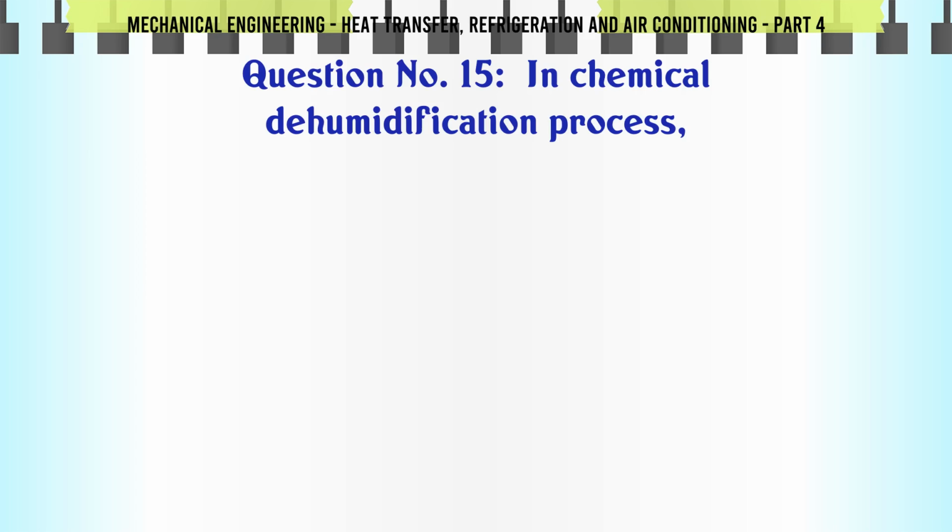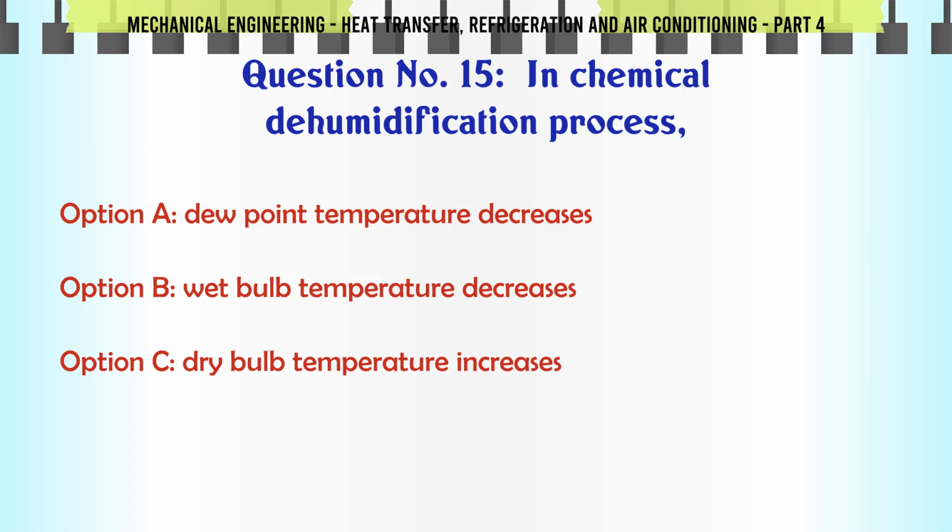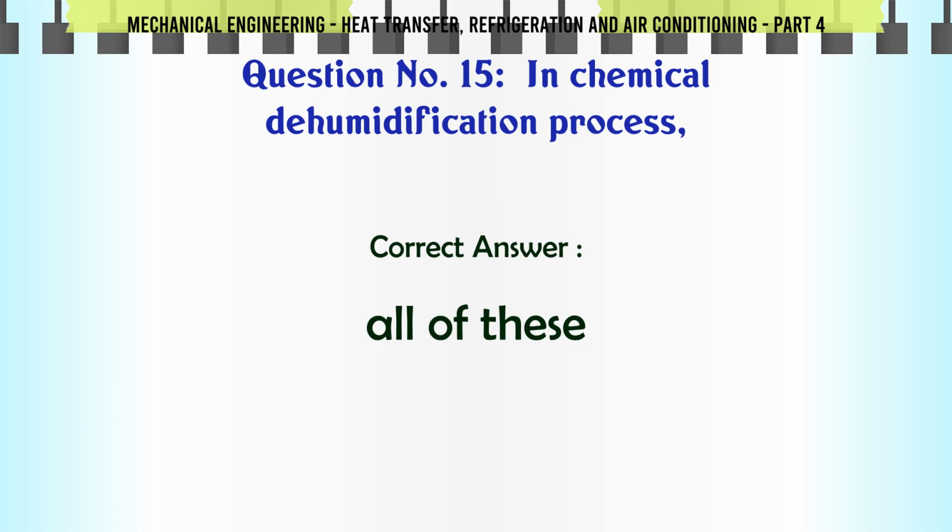In chemical dehumidification process, A. Dew point temperature decreases. B. Wet bulb temperature decreases. C. Dry bulb temperature increases. D. All of these. The correct answer is all of these.